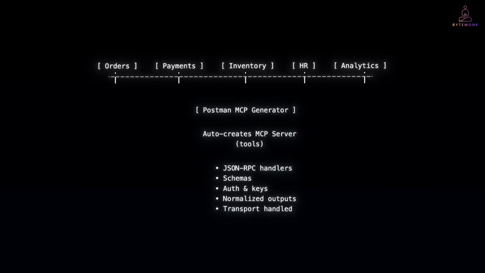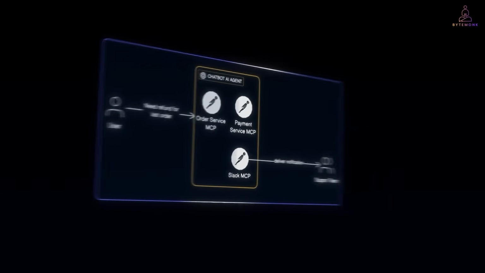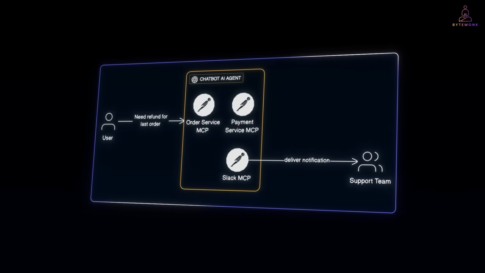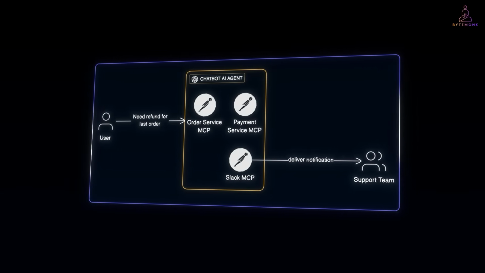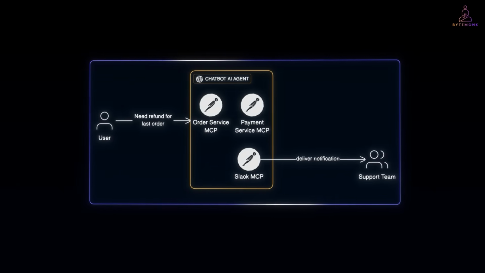All right, so far we have seen how Postman can MCP-enable a simple weather API. But the real power shows up when you start chaining APIs together into actual workflows. So let's say you are building a customer support chatbot. A user comes in and says, I need a refund for my last order. And here is what happens behind the scenes with MCP.